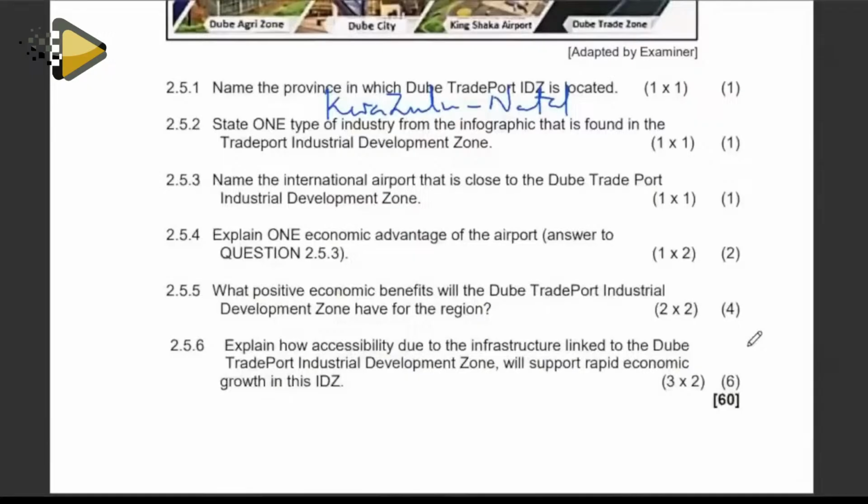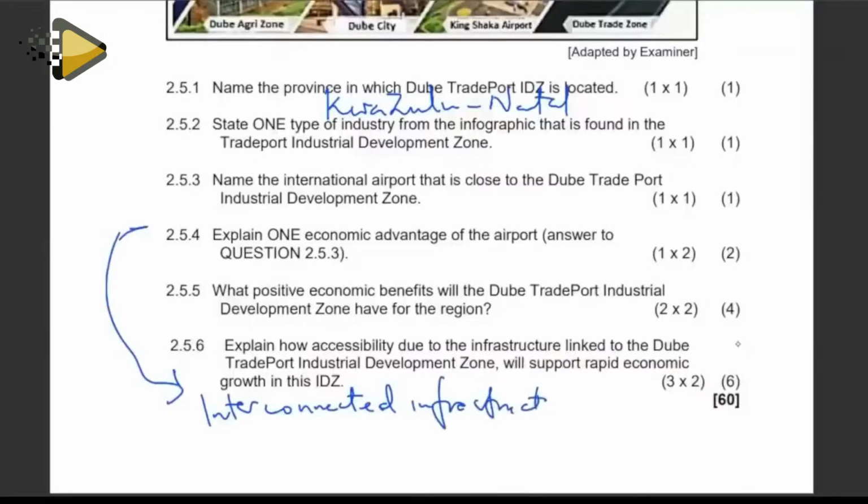Explain one economic advantage of the airport that we've identified here. What is the advantage of the airport? An economic advantage of the airport. This airport here, an advantage is because of the presence of the airport, it has created interconnected infrastructure to compete on international markets.